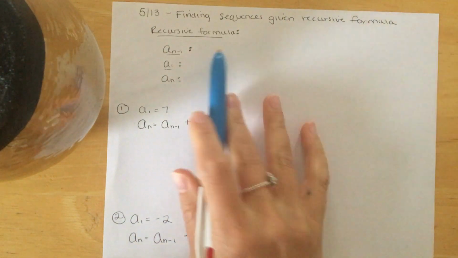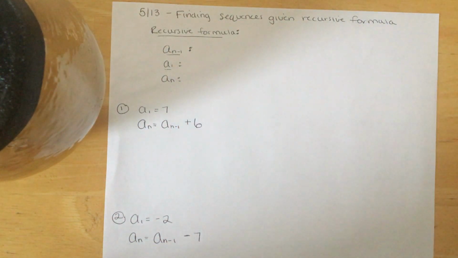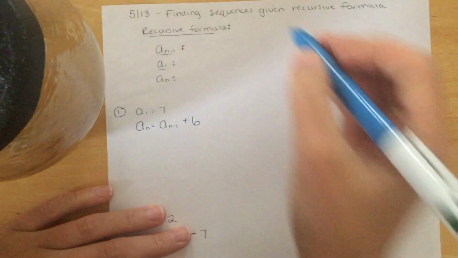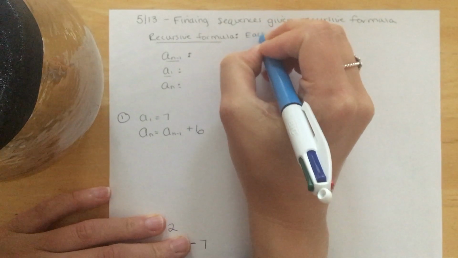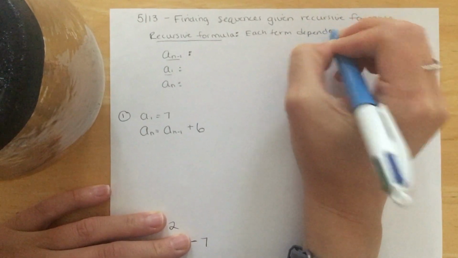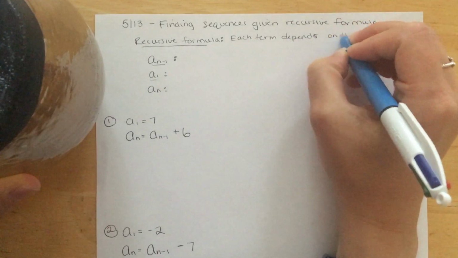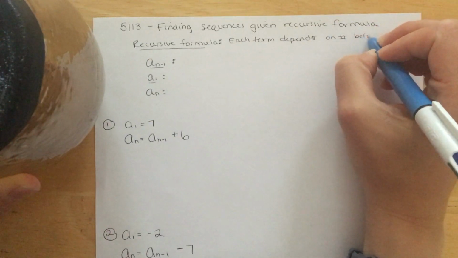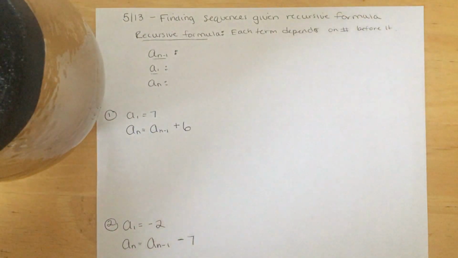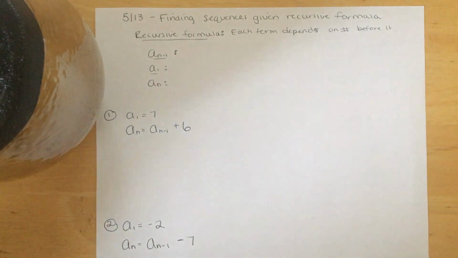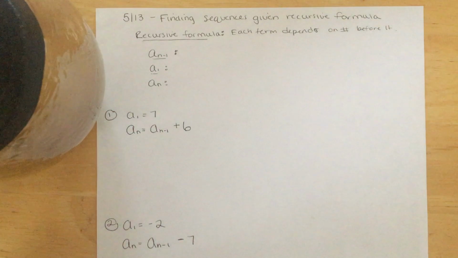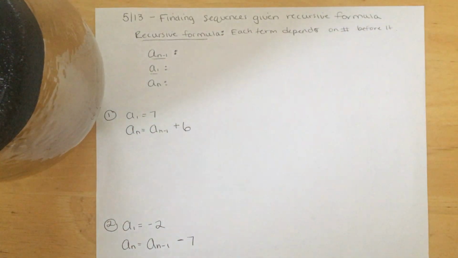The first thing I want to review with you is the recursive formula. Recursive formulas are formulas where each term depends on the number before it, okay? Which means you have to have the number before it in order to come up with the number after it. You cannot jump to like the 100th number in the sequence without knowing the 99th number and the 98th and so on and so forth.